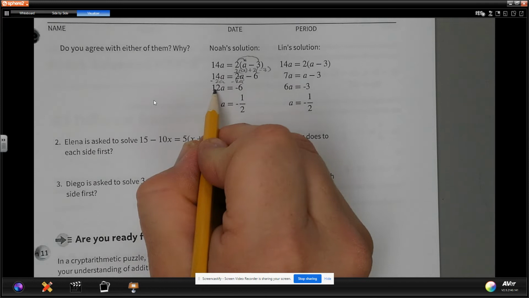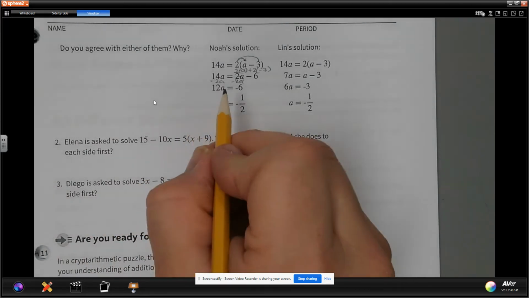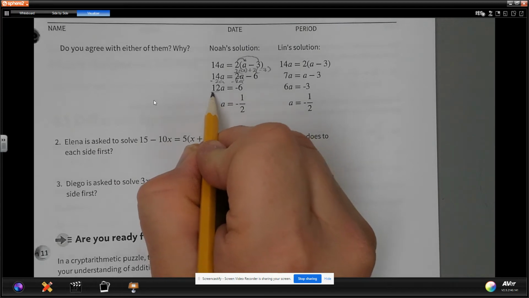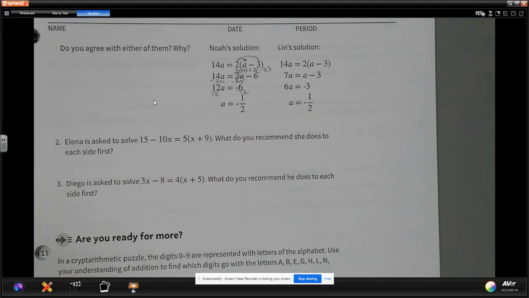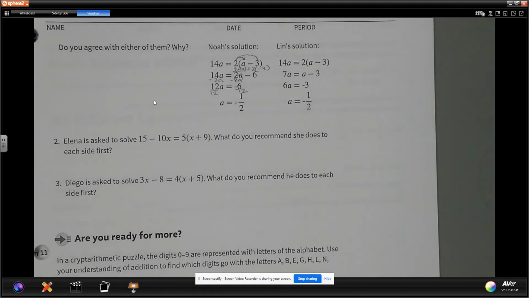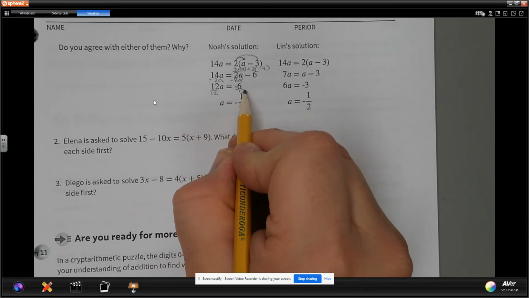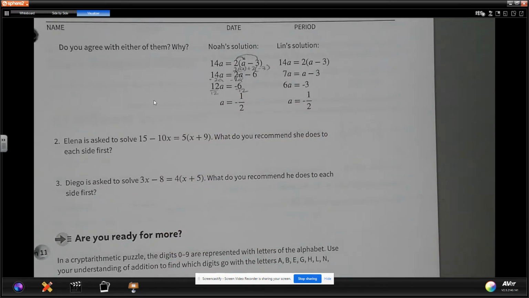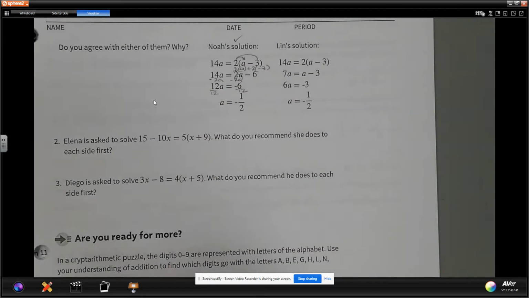The final step, we have multiplication, 12 times A. And to undo that multiplication, or the inverse, would be to divide by 12 on both expressions. And using that as the division property of equality, we're just left with a single A, and negative 6 divided by 12 is the same as negative 1/2. That's awesome. Noah solved correctly.